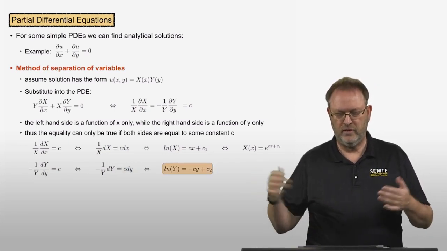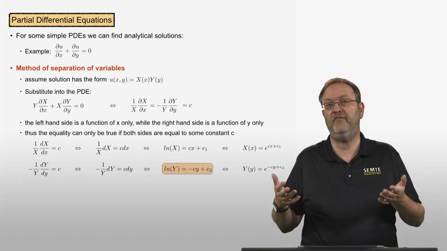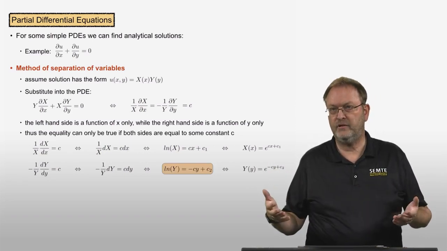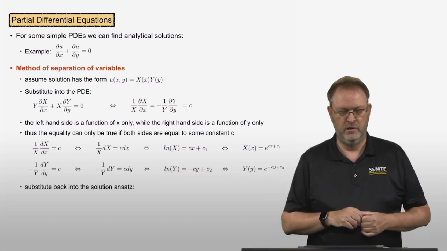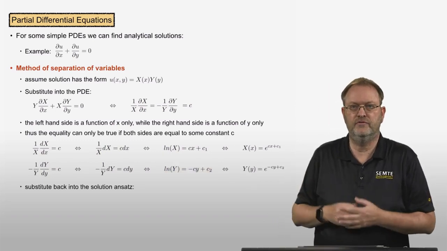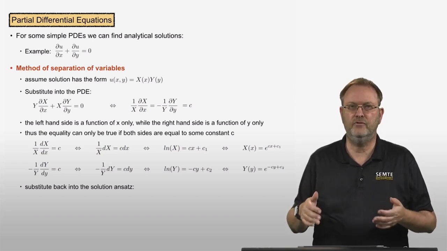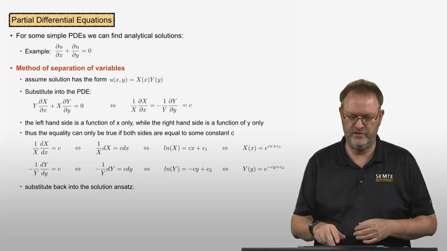Let's take e to the power of both sides to get rid of the logarithm. So I have my function uppercase Y of little y is equal to e to the power negative c times y plus c2. Now let's take those solutions for X of x and Y of y and substitute this back into our assumed form of the solution u, back into our solution ansatz.